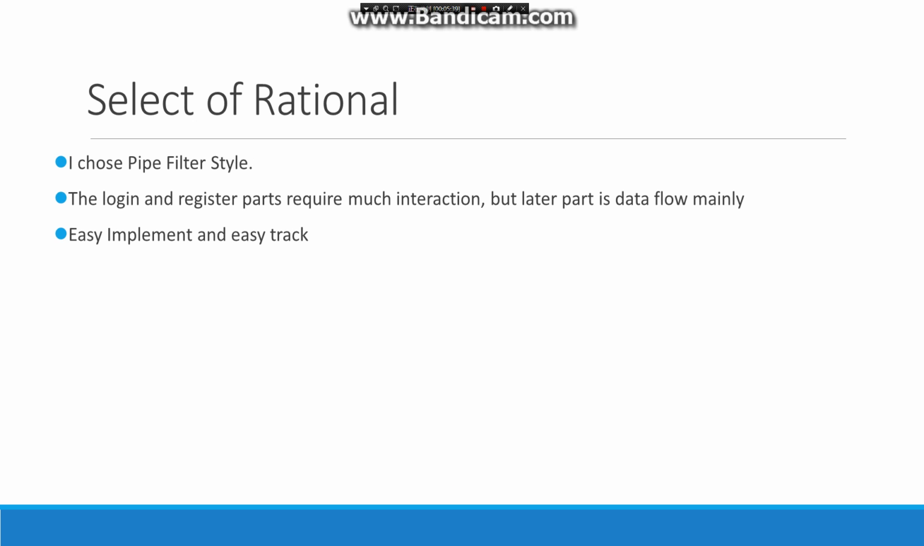Here, I choose the pipe and filter style. Since the login and register parts require much interaction, like you have to input the right password, or if you forget your password, you can retrieve it. But the later part, the recommendation part, is pure data flow, so it will be easy to implement and easy to track the data flow of the system.